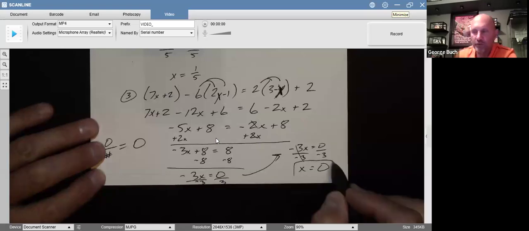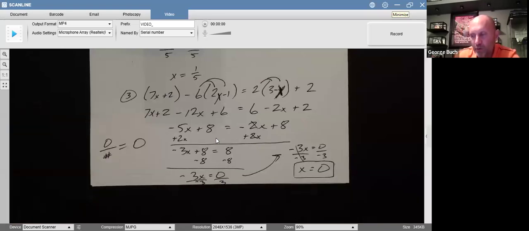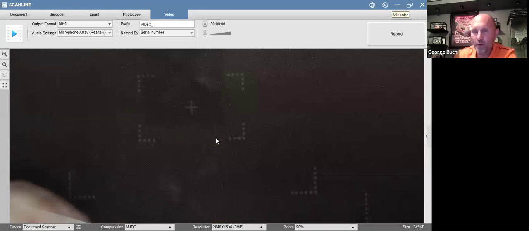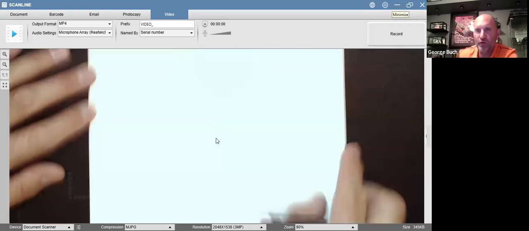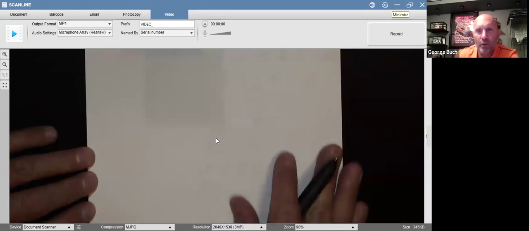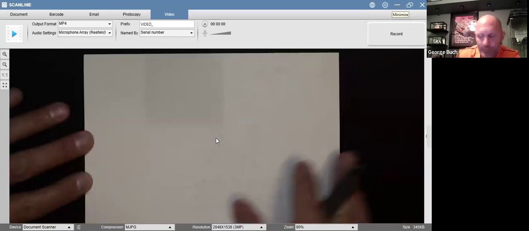X is equal to 0, which again is okay. It could be a real number. It could be a fraction. It could be 0, which is also a real number. But again, the numbers don't always have to be nice integer numbers as our answer. So that's our linear equations.